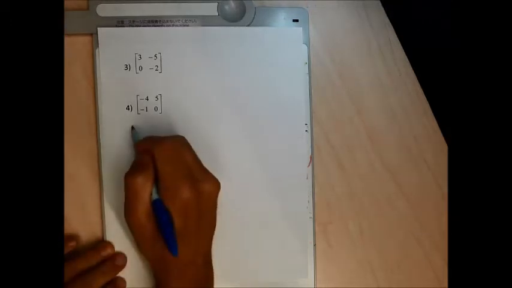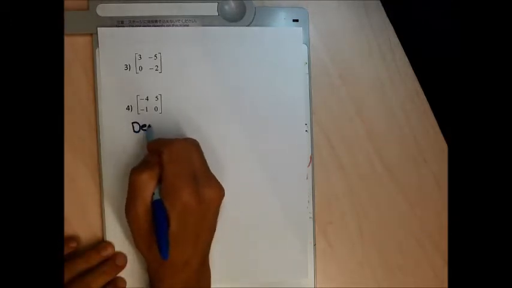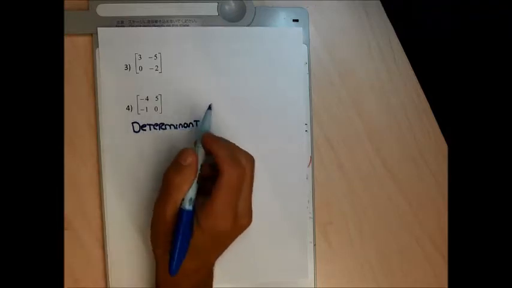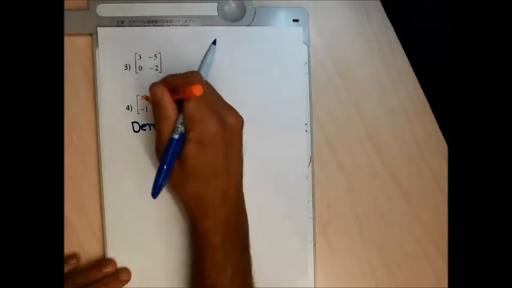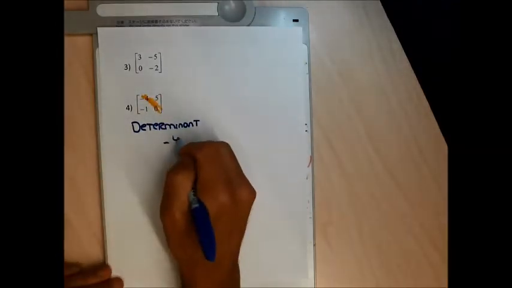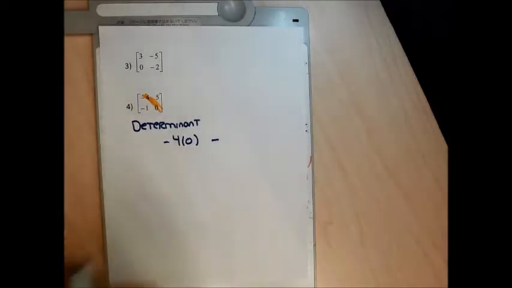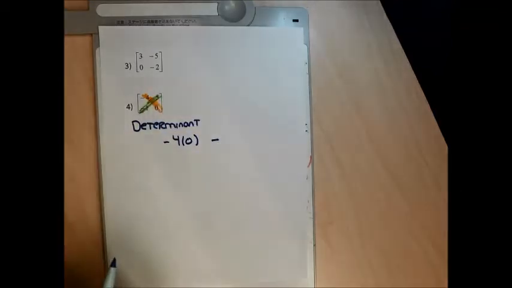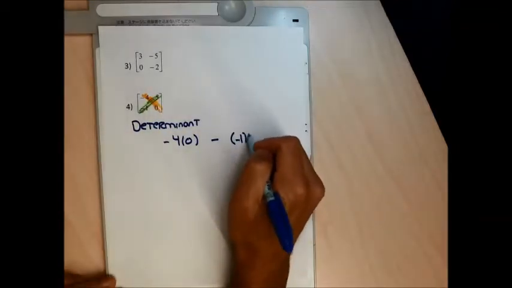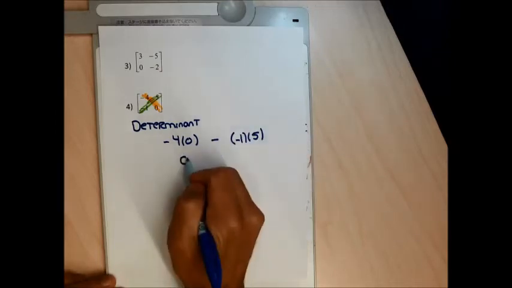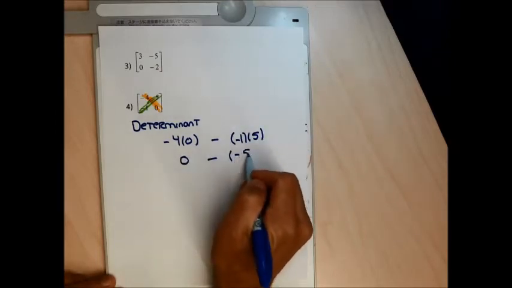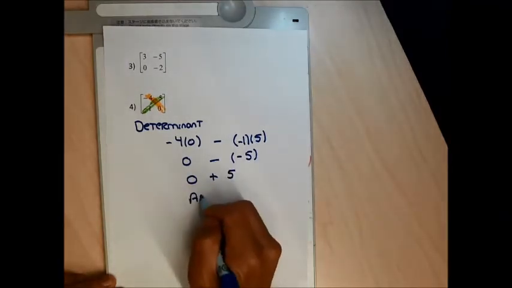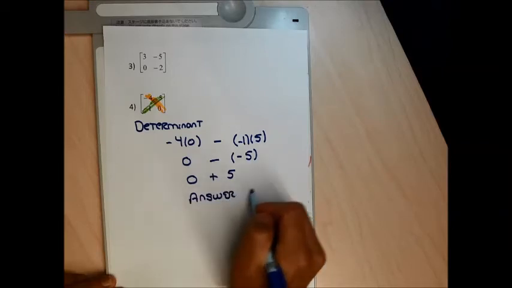So for number 4, I'm going to do my double cross multiplying and subtracting to find my determinant. So I'm going to cross multiply down and do -4 times 0, and then subtract and cross multiply up and do -1 times 5. This is going to give me 0 minus -5. That double negative turns positive, and my answer is going to be 5.